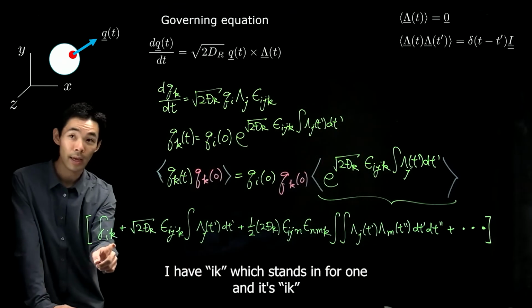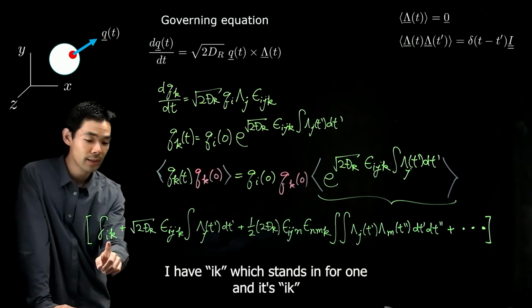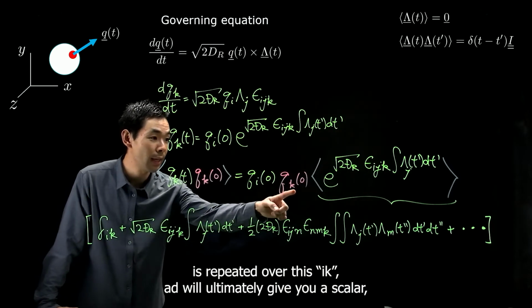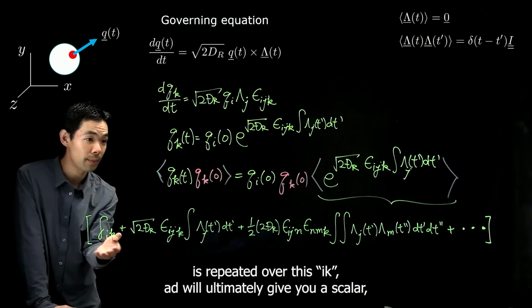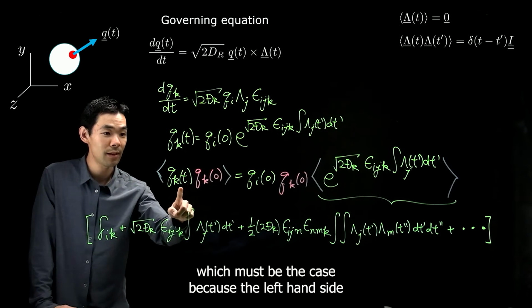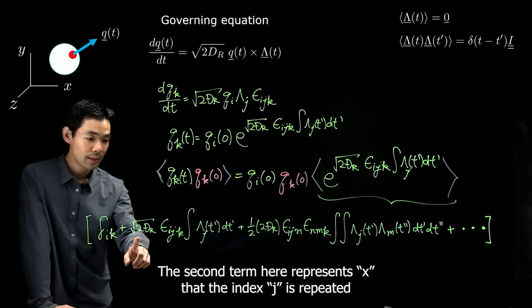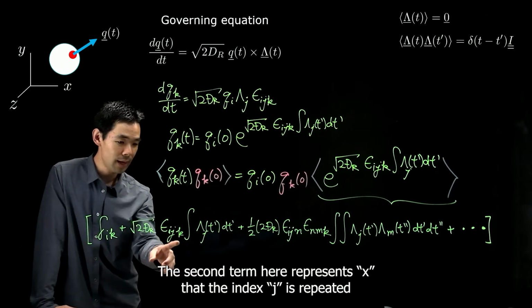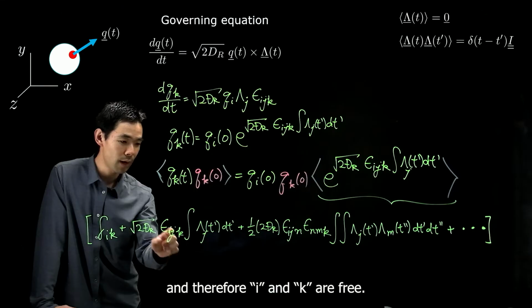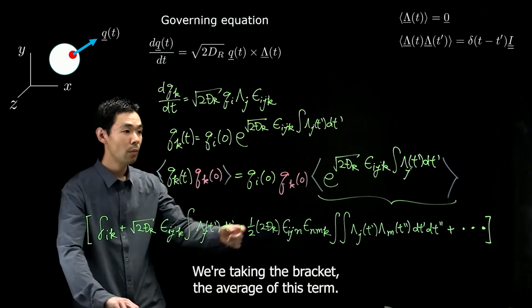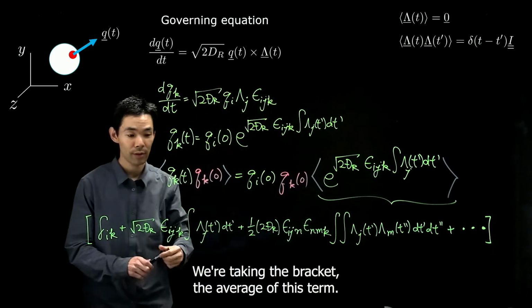Therefore, I have i and k, which stands in for 1, and this i and k is repeated over this i and k such that they ultimately will give you a scalar, which must be the case because the left-hand side here is summed over k, and there's no free index, and it must give us a scalar. The second term here represents x, so I have ijk, j is repeated, and therefore i and k are free. And of course, we're taking the bracket, the average of this term.